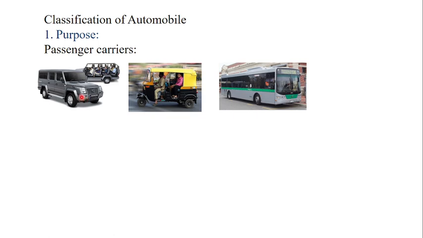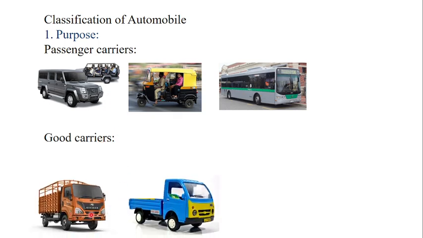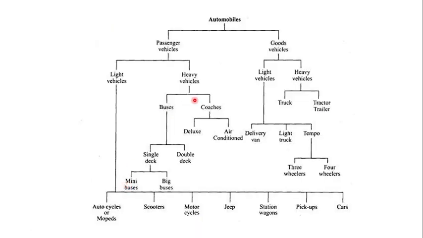Next, classification of automobiles. There are different types of classification. First is purpose. These are mainly passenger carriers: the car, bus, auto rickshaw. Next, goods carriers. These are images of goods carriers: trolley, truck. Next, this classification is a rough schematic diagram. Automobiles are divided into passenger vehicles and goods vehicles.